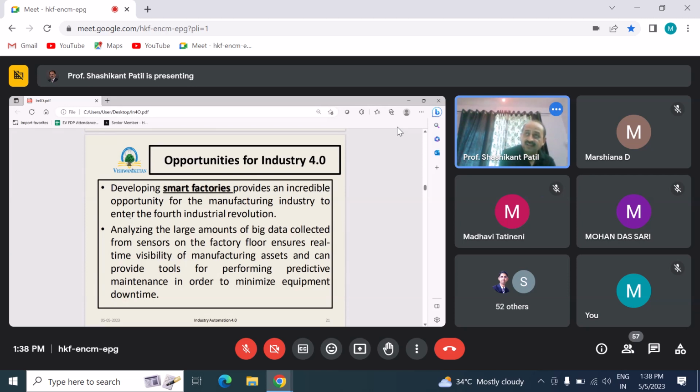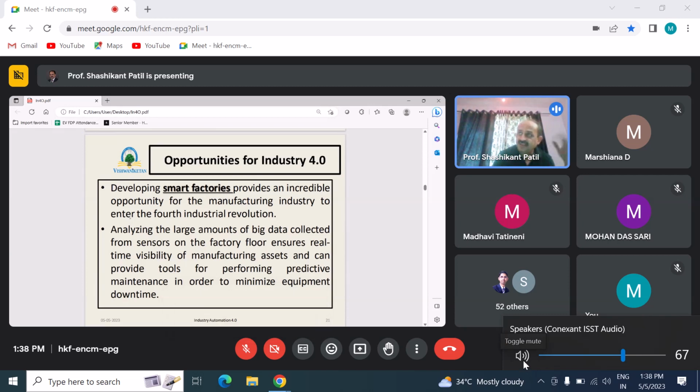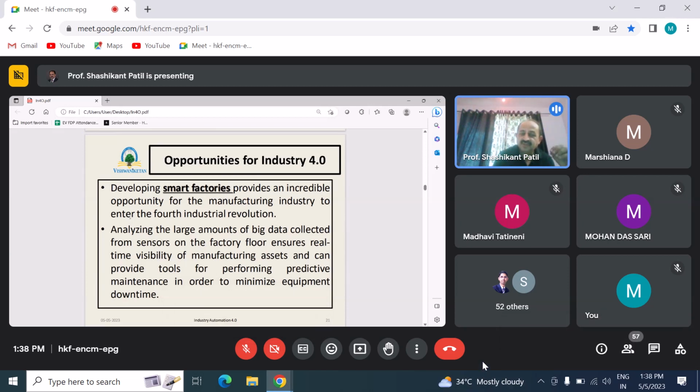So if you are monitoring all these 1,000 parameters, you need to sense them, you need to monitor them, you need to observe them in real time. And if anything is not going as per our desired action, that can be corrected. So that's the reason we are always monitoring. That can be regulated, that can be corrected, immediate action can be taken if anything fails or any production line fails. So you may need that kind of setup. So this ensures real-time visibility of your manufacturing assets and can provide tools for performing predictive maintenance also. If some module is not working, you can minimize the downtime.